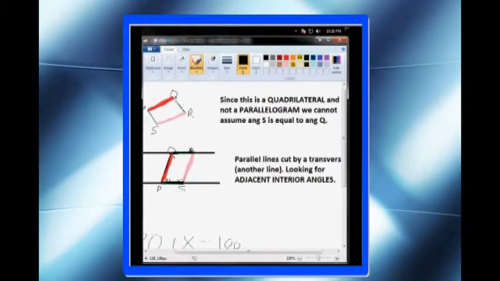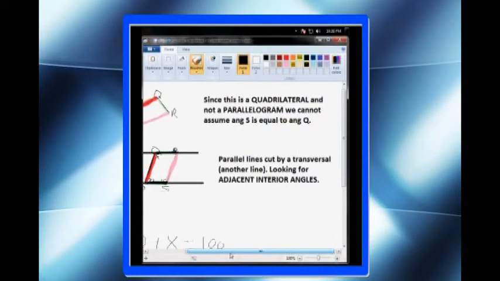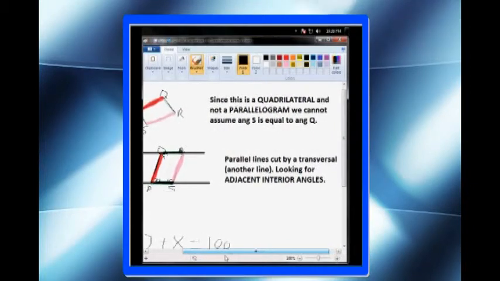So what I've done here is I've taken this image, I've rotated it, and I've extended some lines, the lines that are parallel. So I've drawn out these parallel lines, and what we have now are parallel lines cut by a transversal, which is a fancy way of saying another line. And we're actually going to be looking for adjacent interior angles.